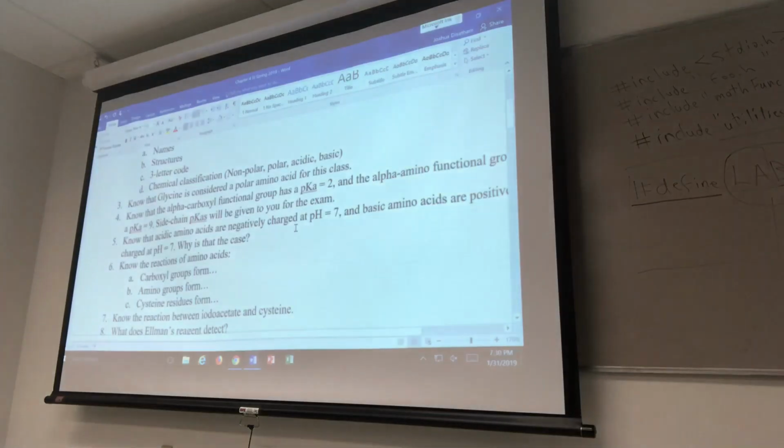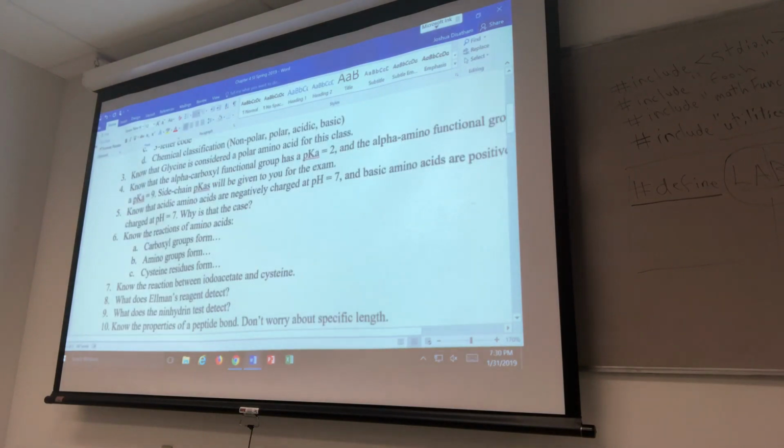Let's see. Right there. Oh yeah, there's a part in your notes where they tell you carboxyl groups form something when two carboxyl groups interact. It's one of those memorization things. I don't know it off the top of my head right now. Amino groups are able to react and form something. Cysteine residues form something. In fact, that one I remember. Two cysteine residues interact with each other to form disulfide bonds, right?